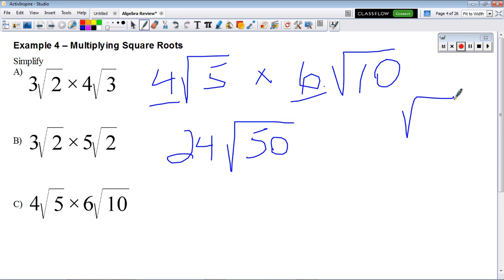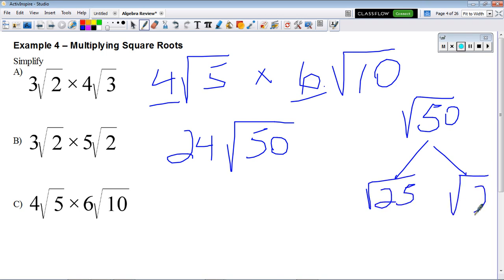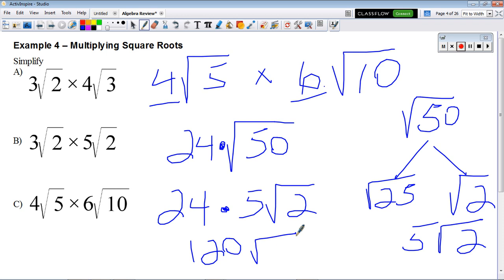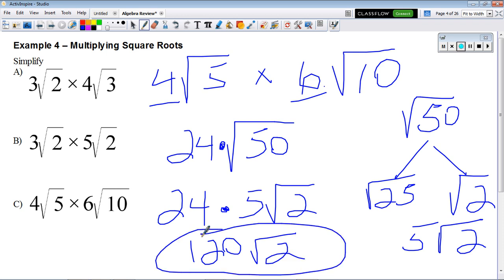So if I take this off to the side, the biggest perfect square that goes into 50 is 25. So I can take the square root of 50 and make this the square root of 25 times the square root of 2, which then I can simplify to be 5 root 2. So I want to take the square root of 50 and change that to 5 root 2. So once again, keep in mind, in between the 24 and the square root is a multiplication sign. So what this really ends up being is 24 times 5 root 2. So when I go to multiply these, 24 times 5 is 120 square root of 2. And that's the answer for part C.